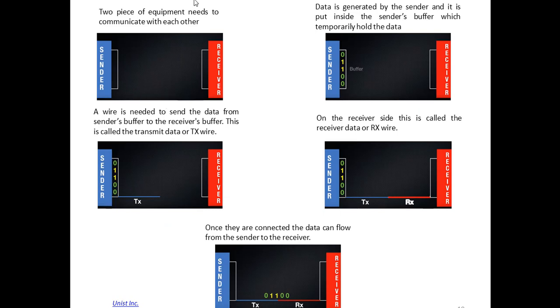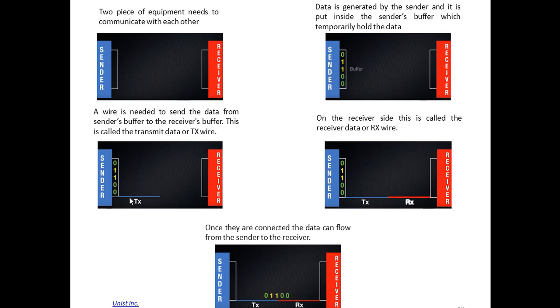So assume that we have two pieces of equipment, your computer and your instrument, that are sending and reading signals and want to communicate with each other. So we have a sender and a receiver. Data is generated by the sender and put inside the sender's buffer, which temporarily holds the data. So the sender generates the data bits, and there's a buffer in the sender that is going to hold the data.